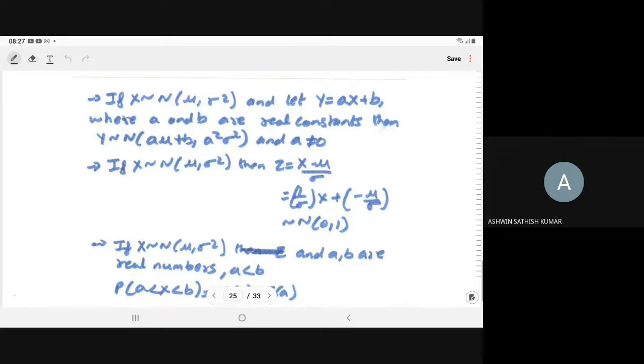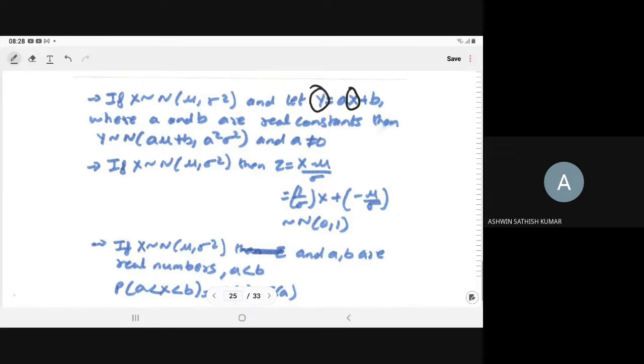Now, if x follows the normal distribution with parameters mu and sigma square, and we define a new random variable y as the linear combination ax plus b, where a and b are constants. Since x is a normal variate, or random variable, the algebra of the random variable is also a random variable. So y is also a random variable, and we have to determine its distribution.